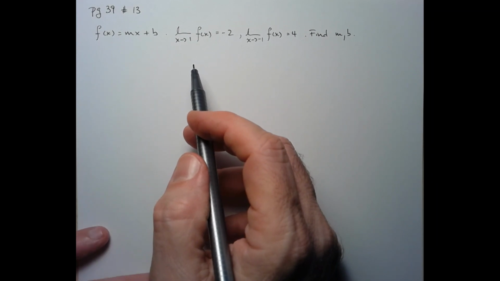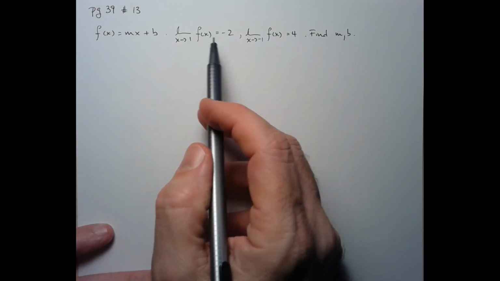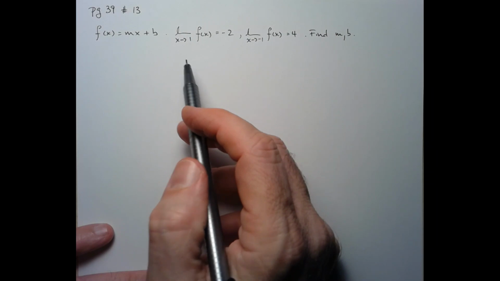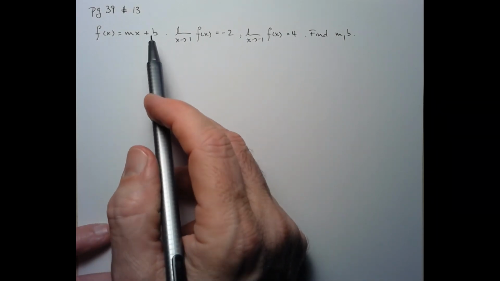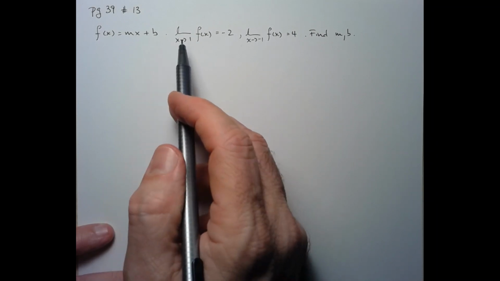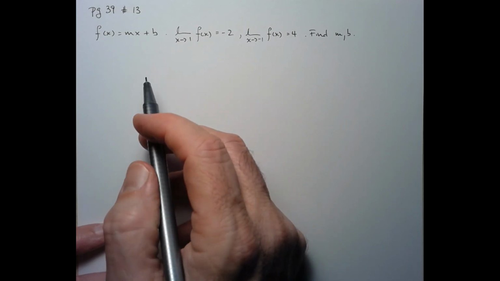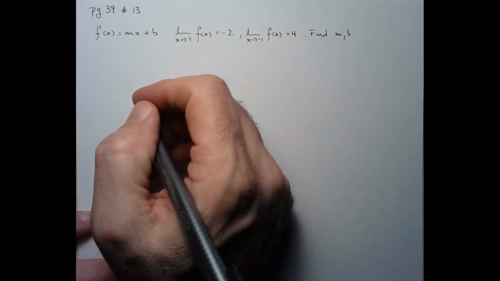What they're giving us is these known limits for this function. Keep in mind this is a linear function, so it has a limit everywhere, it's continuous everywhere. That means the limit is always equal to the function value, because that's what being continuous means. All right, so let's use this first piece of information.